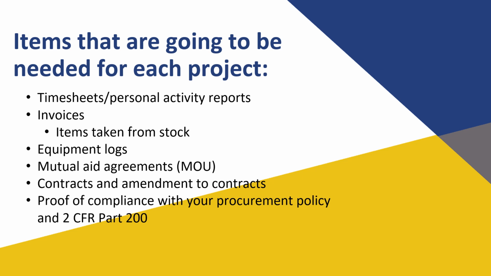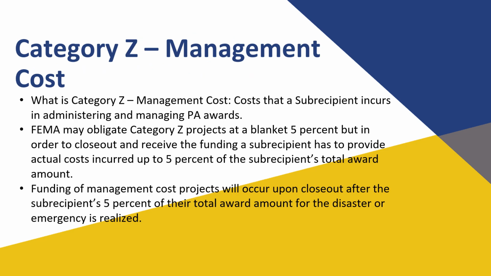of your projects. If you plan to apply for management costs, known as Category Z or Cat Z, sufficient documentation will be needed. Cat Z consists of the costs that a subrecipient incurs in administering and managing PA awards. Cat Z costs are reimbursable to a maximum of 5% of the subrecipient's total award amount. Funding is released after closeout and after incurring the costs.